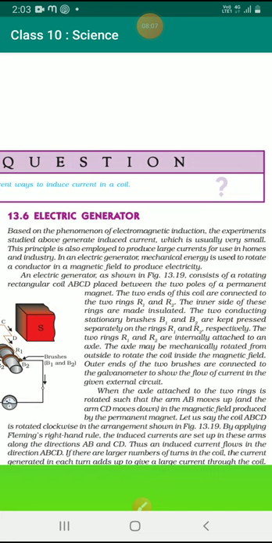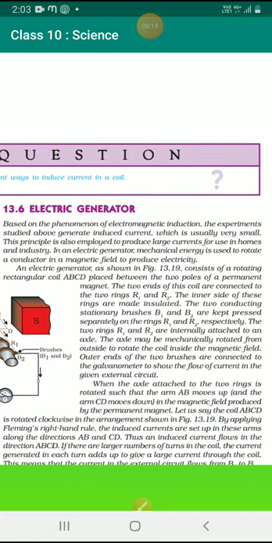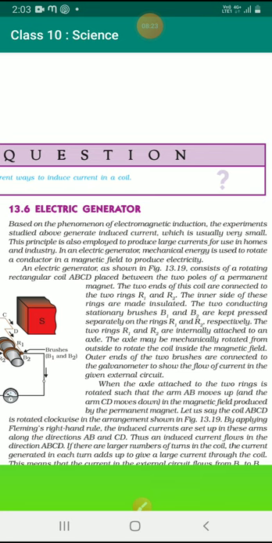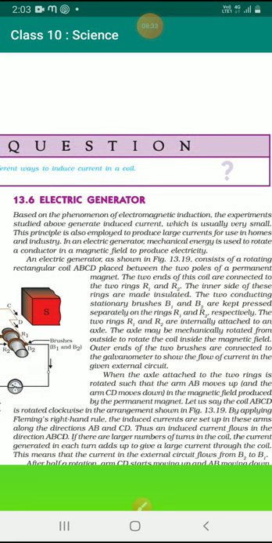In your textbook it is given: based on the phenomenon of electric induction, meaning electric production, the experiment studied is about generating the induced current. Induced means produced current, which is usually very small. This principle is also employed to produce a large current for use in homes and industries. In an electric generator, mechanical energy is used to rotate a conductor in a magnetic field to produce electricity.